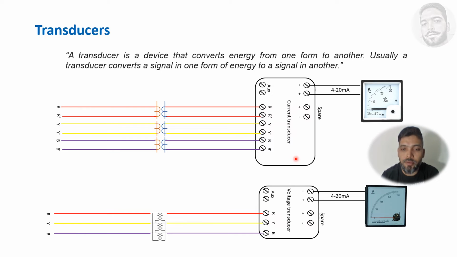And similarly, you have a voltage transducer, then you have a PT here, and RYB is connected, and auxiliary supplies are always optional in most transducers. So similarly, a voltmeter is also connected. This is the scheme you will find in any substation about transducers.